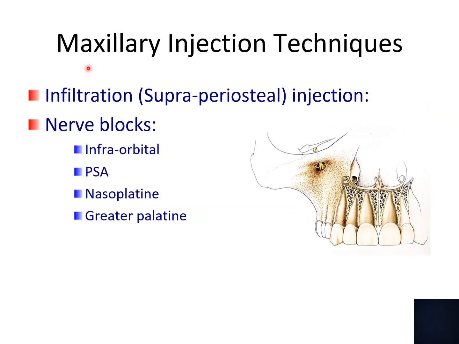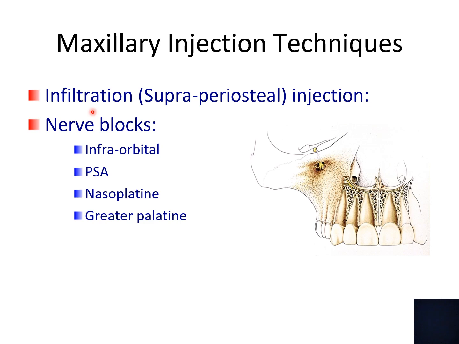We shall now look at specific injection techniques in the maxilla. As mentioned in the previous slides, infiltration anesthesia is usually adequate for most dental procedures in the maxilla. So for restorative procedures such as fillings, crown preparations, root canals, buccal infiltration anesthesia is usually adequate in the maxilla.